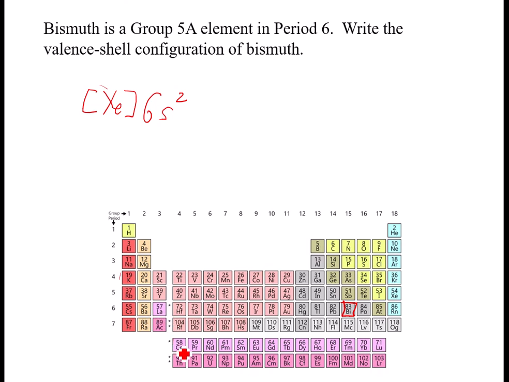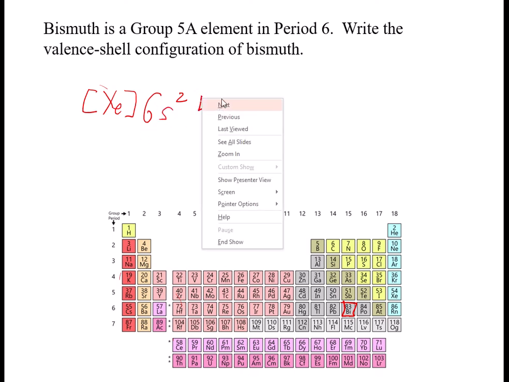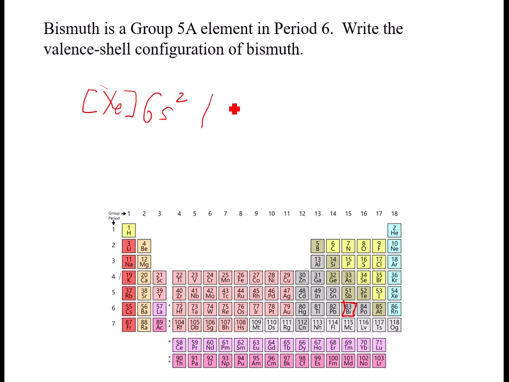Again, this is down into the f's. The f's are n minus 2. So n is 6, so minus 2 gives me 4, 4f14. Okay. I come across my d's, and the d's are n minus 1, so it's 5d10, and then back to the p's, so 6p3.